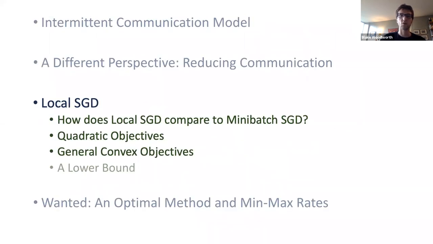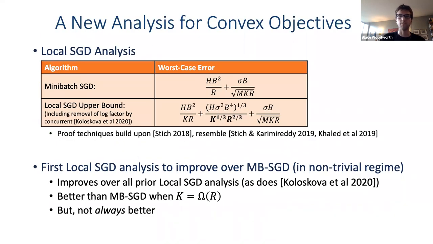So that was for quadratic objectives. What happens for general convex objectives? More generally, we were able to prove the following upper bound on the error. And our proof actually had an additional log factor, which the concurrent work of Koliskova et al. was able to avoid. I want to emphasize that this is the first analysis to show any improvement over mini-batch SGD in any non-trivial regime. And it also strictly improves upon all of the previous analysis of local SGD.